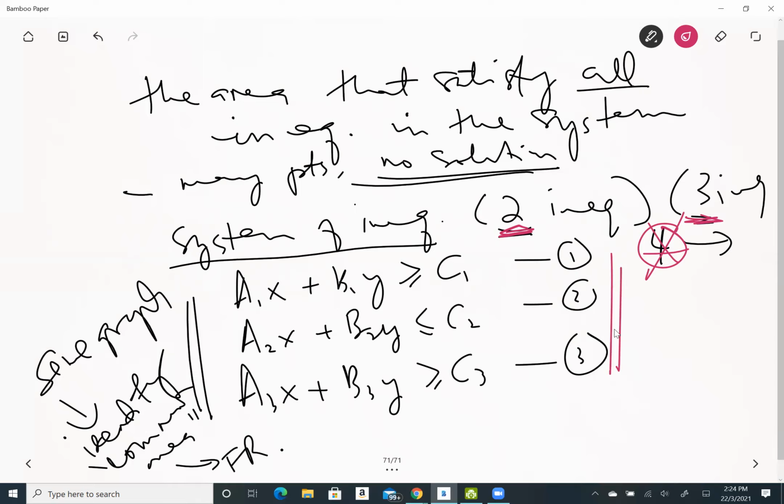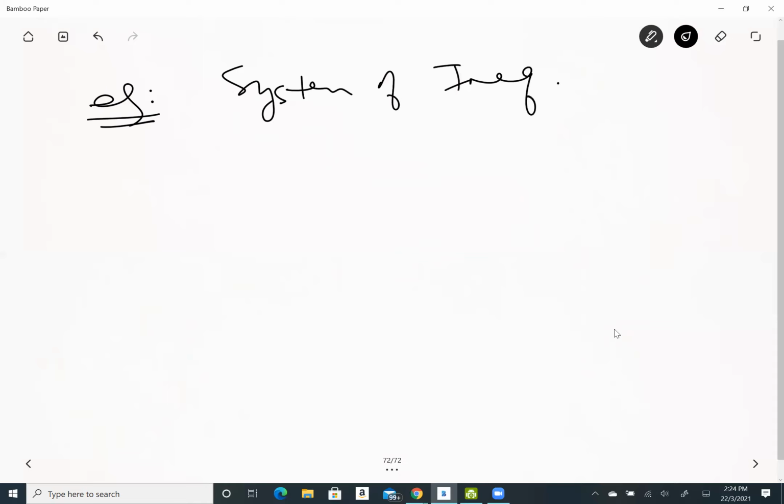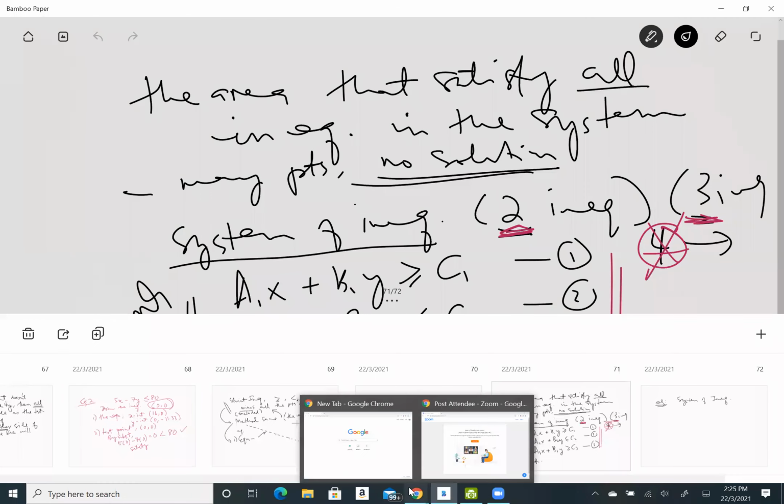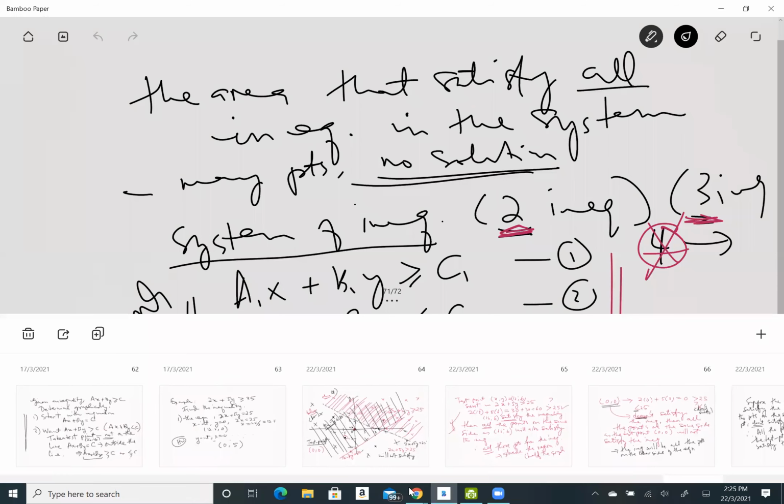So let's look at an example, the one that I was looking at earlier. I want you to go back to my graph. There are two inequalities. So I want you to write down the system of inequalities based on the graph that I just drew, and then you find the common area. So go back to the graph and identify the inequalities. What are they?